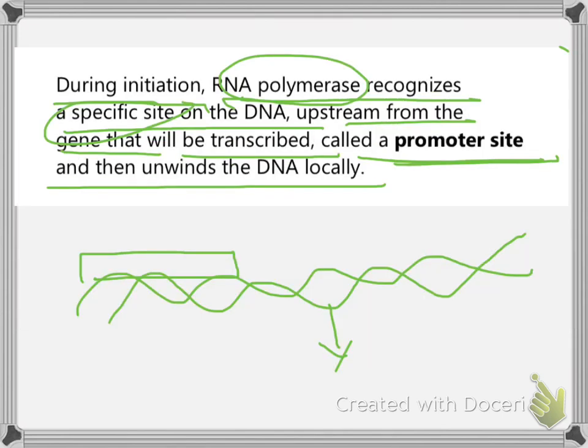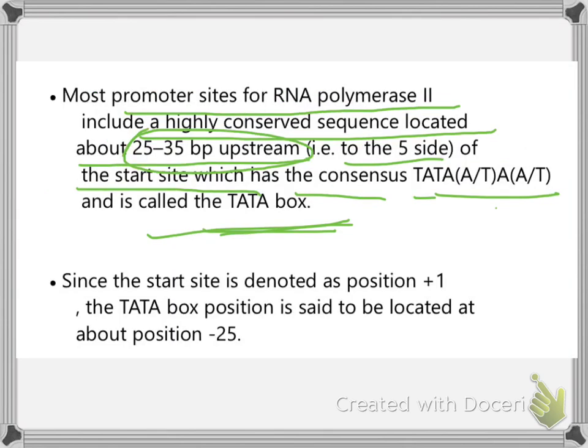Here we discussed that here is the promoter site. So in this promoter there will be a 25 to 35 base pair sequence that is known as the TATA box, and that sequence is TATAATAAT, and this is called the TATA box.